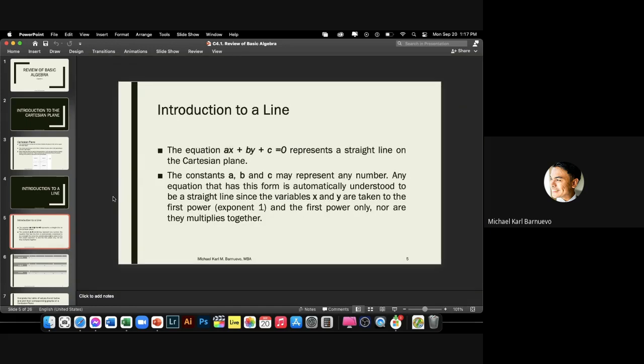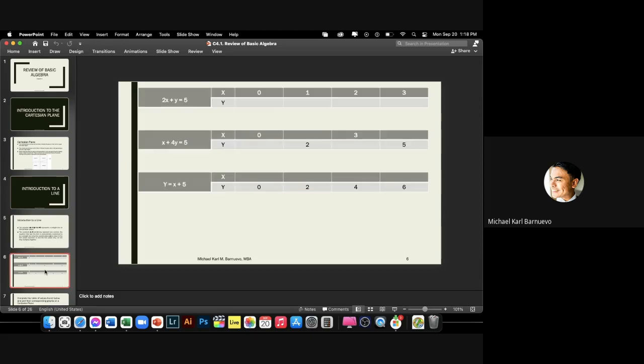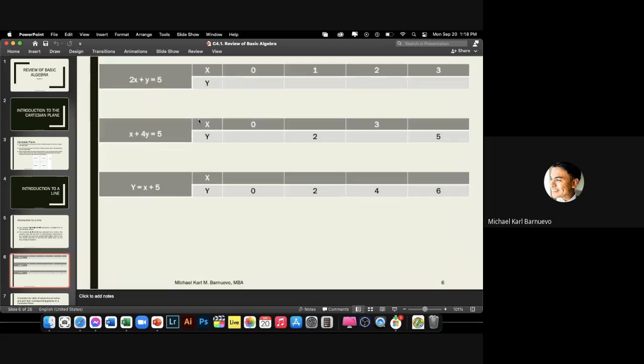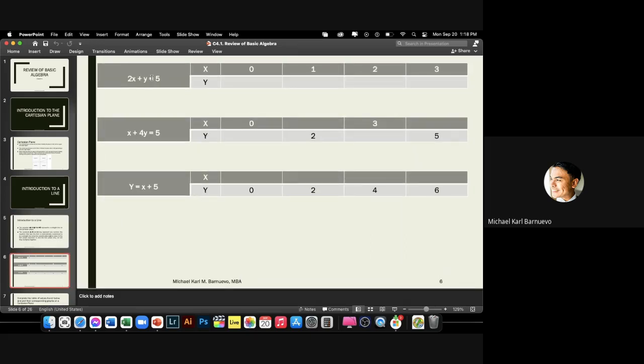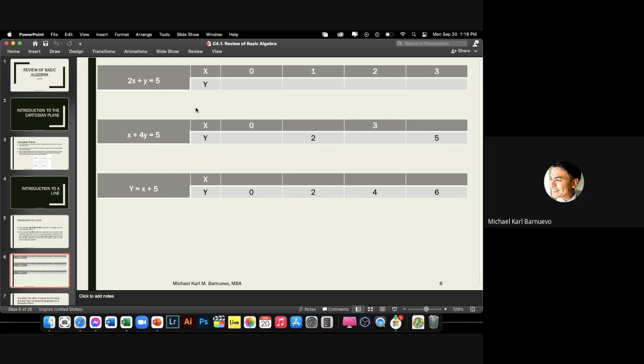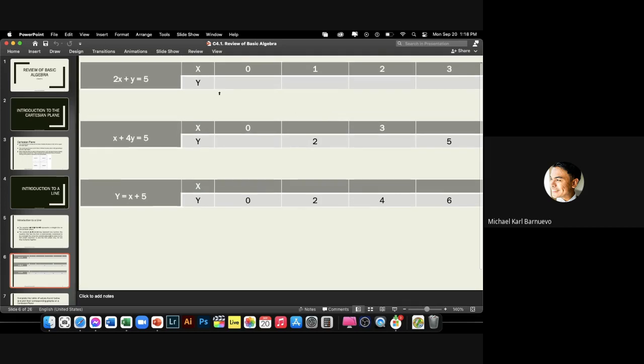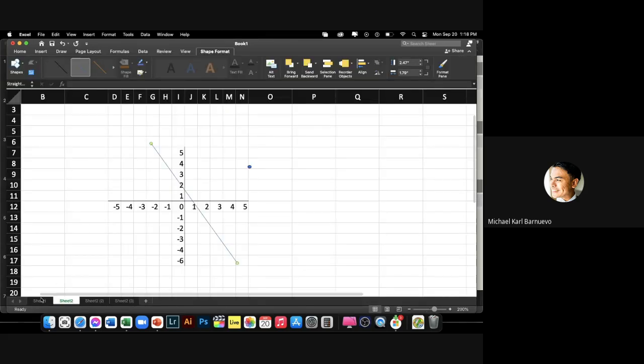To help us understand further itong sinasabi ni Sir na equation, I have examples here. So these are the common equations you can find sa algebra, and it will now result into a line. So I put values sa x. Now our task for today is to identify the values for y, and we will do this together. Okay? All right. So let us start.